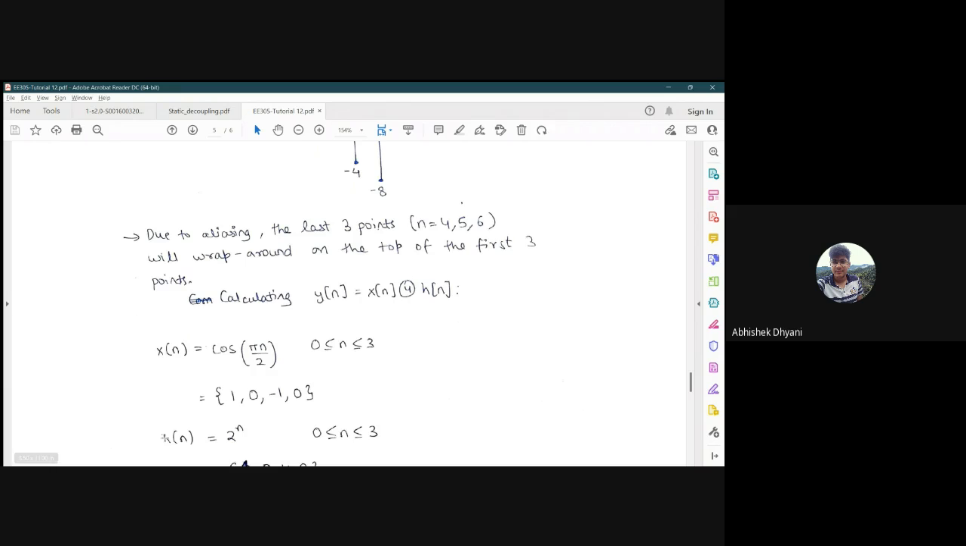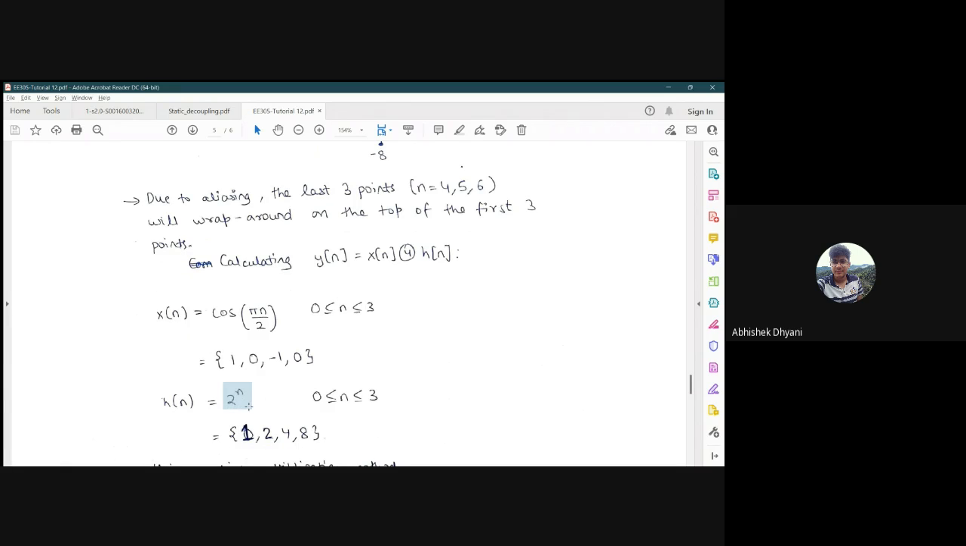I'll do the same thing with h of n as well. I have 2 raised to the power n. I will evaluate it at all the values and I will get this set, which is 1, 2, 4, and 8.